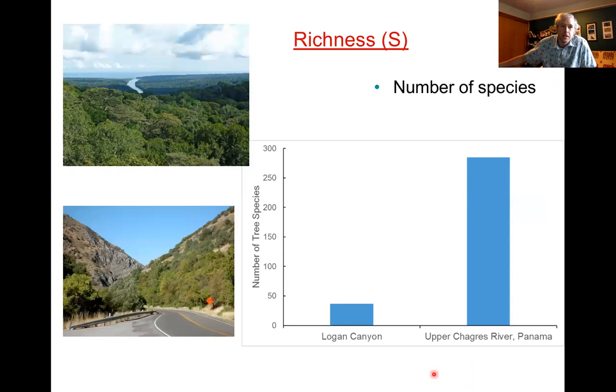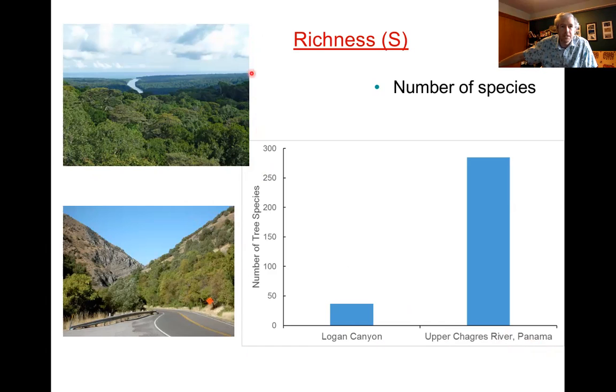So for example, this is a hill slope in a place called Guanacaste in Costa Rica. It is one of the most biodiverse places on the entire planet, especially for plants and trees. And this is Logan Canyon, which is a pretty place. It's a nice natural area, but it hasn't got nearly the number of species. So if we just count the number of tree species in the Upper Chagres River in Panama, that's literally around the corner from where I was talking about.